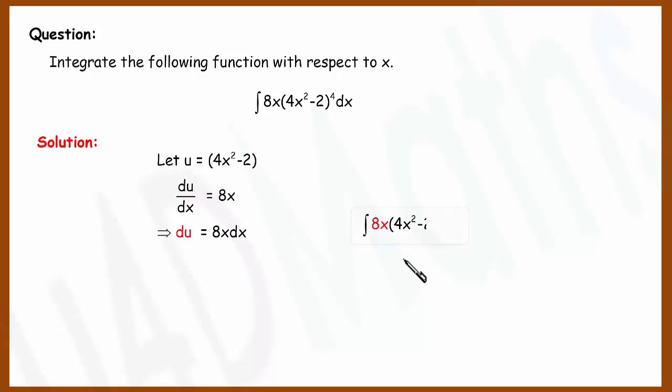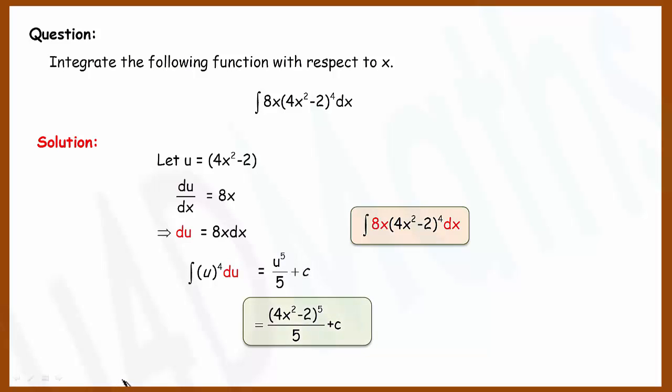Now, in the original integral, we can take out 8x dx and replace it by du. And substituting u for 4x squared minus 2, the integral now becomes u to the power of 4 times du. And if we integrate u to the power of 4, we add 1 to the power and divide by the new power, which gives u to the power of 5 over 5 plus a constant. And u is 4x squared minus 2, so re-substituting that back in, we get (4x squared minus 2) to the power of 5 over 5 plus a constant.